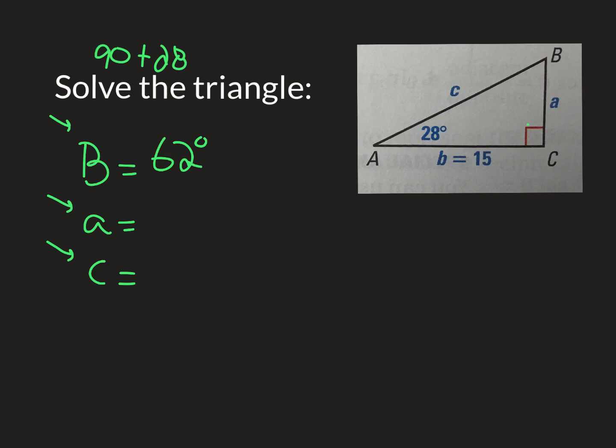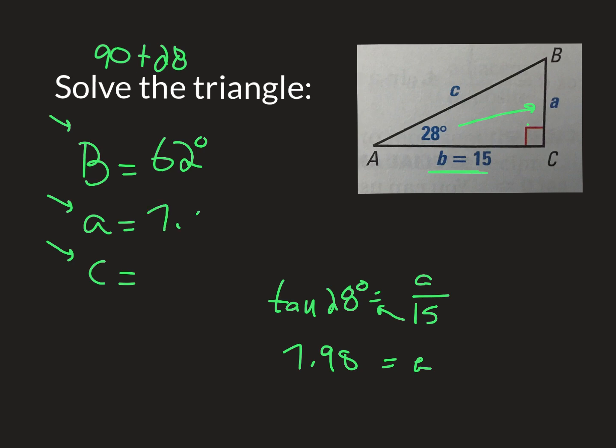To find side a, I'm going to say a is opposite the 28 degrees, and I do know what the adjacent side is. So I'm thinking opposite, adjacent, that's tangent. So I'm going to do tangent of 28 degrees equals opposite, which is a, over adjacent, which is b. To solve for a, I'm just going to cross multiply right there, multiply the fraction. So I'm doing 15 times tangent 28. Now, one thing you need to make sure before you just punch these in your calculator, you need to make sure your mode is in degree mode, not radian mode, because if it's in radian mode, that's bad news. So when I punch that, I get 7.98. So there's my a, 7.98.